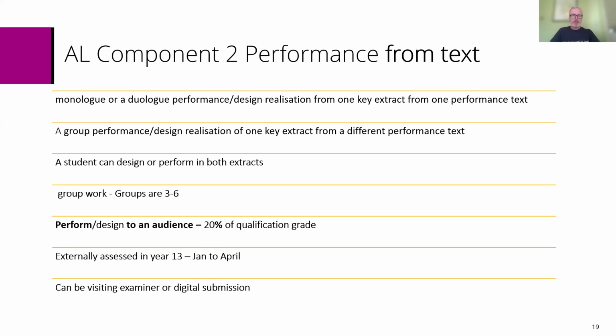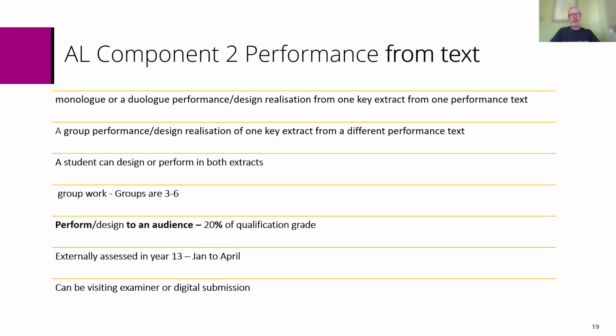This is worth 20% of the qualification grade. We assess it between January and April in year 13. It can be a visiting examiner, or it can be a digital submission. That's up to you. You can choose to do whatever works best for you. You can have the students doing as many plays as you wish across your cohort. They don't all have to choose the same.